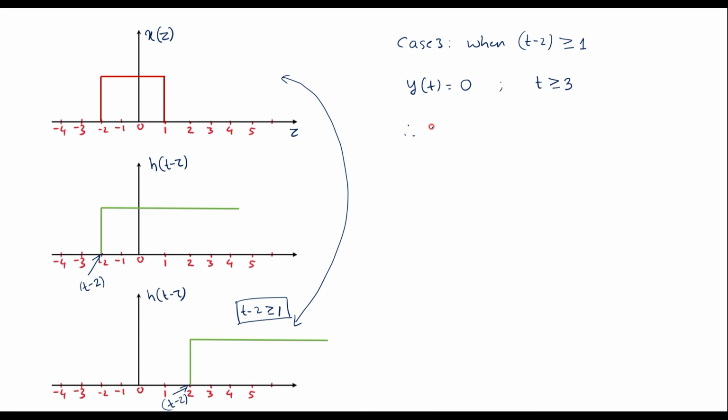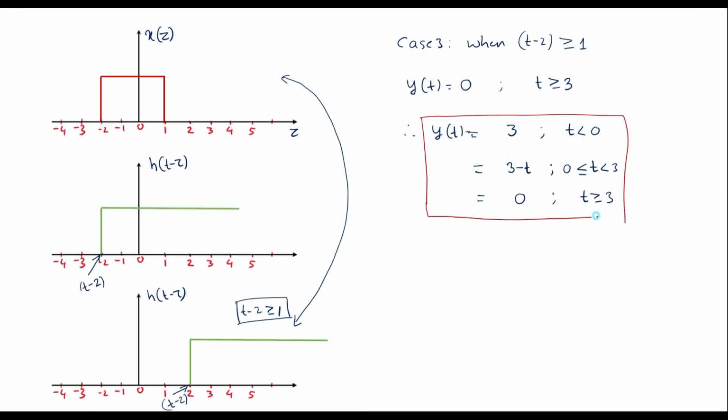Therefore, now I can write y of t output as y of t is equal to 3 if t is less than 0, and its value is 3 minus t if t is between 0 and 3, and its value is again 0 if t is greater than or equal to 3.